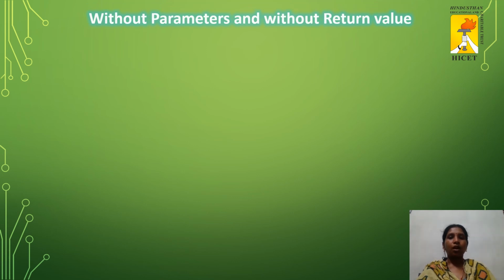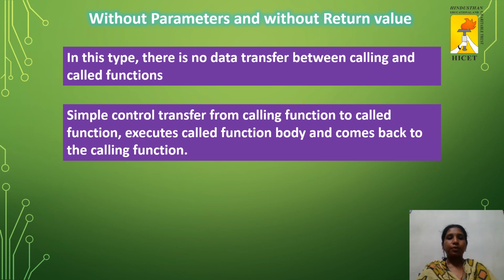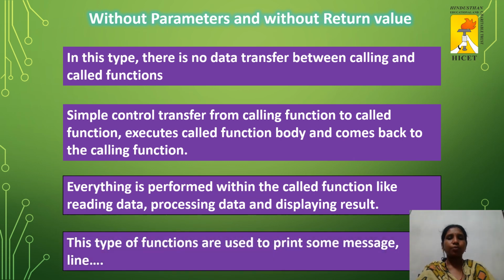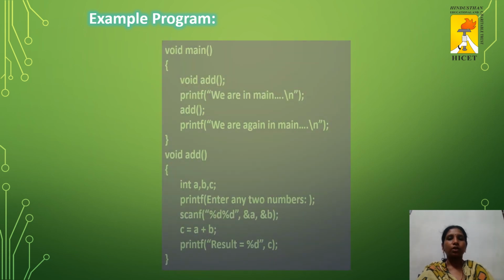Function without parameter and without return value. That means there is no data transfer between the calling and the called function. Simply control transfer will carry out from calling function to called function. It executes the statements in the called function and comes back to the calling function. So everything is performed within the called function, like reading data, processing the data, and displaying the result. This type of function is simply used to print some message. We will see an example program for function without parameter and without return value.